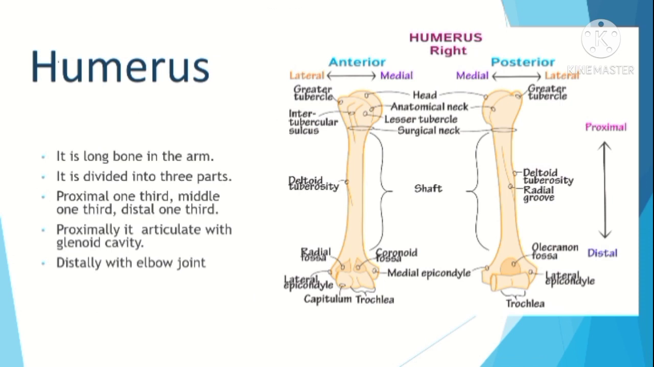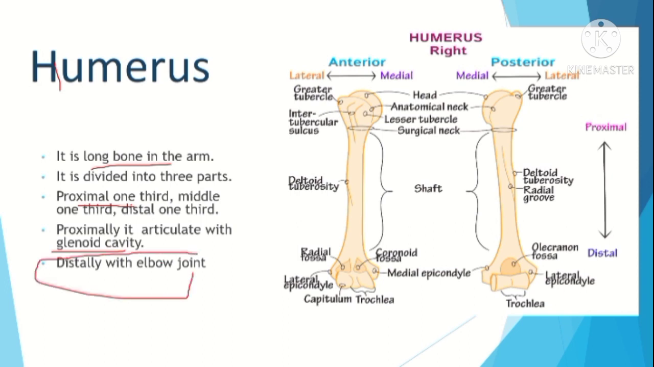The humerus is a long vertical bone in the arm. It is divided into three parts: proximal 1/3, middle 1/3, and distal 1/3. Proximally, it articulates with the glenoid cavity, and distally with the elbow joint. As I said, the head articulates with the glenoid cavity to form the shoulder joint, and distally with the elbow joint.